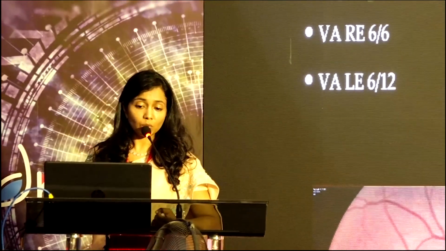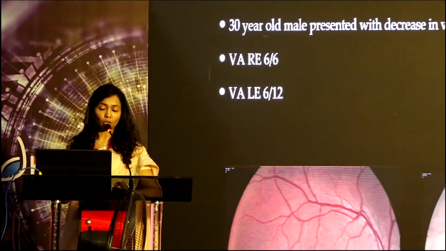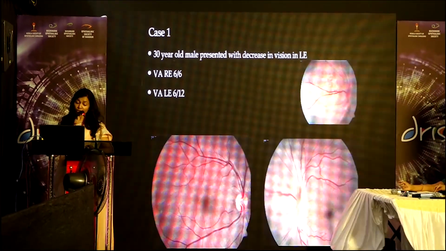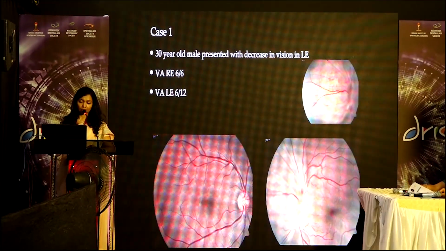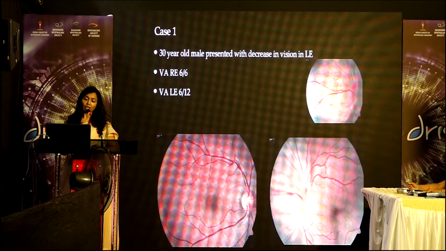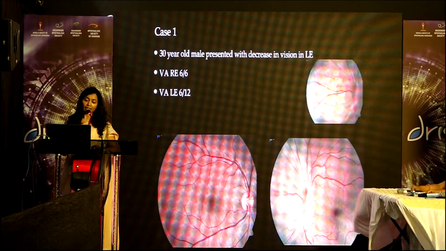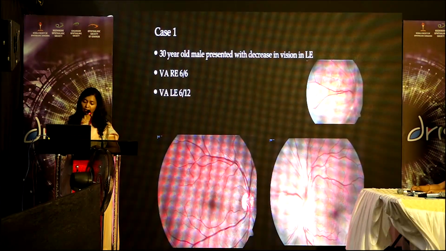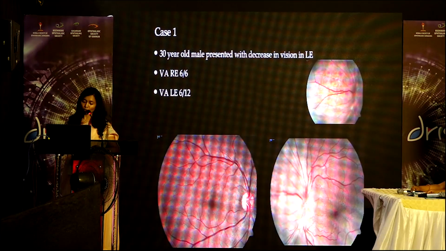So I'll first go through a few cases. First one is a 30-year-old male with no other comorbidities presenting with a decrease in vision in the left eye. His vision in the right eye is 6/6 and left eye is 6/12. As you can see from the picture, there is an elevated lesion with subretinal fluid around, nasal to the disc and involving the disc with RPE changes. And there is another lesion near the fovea.